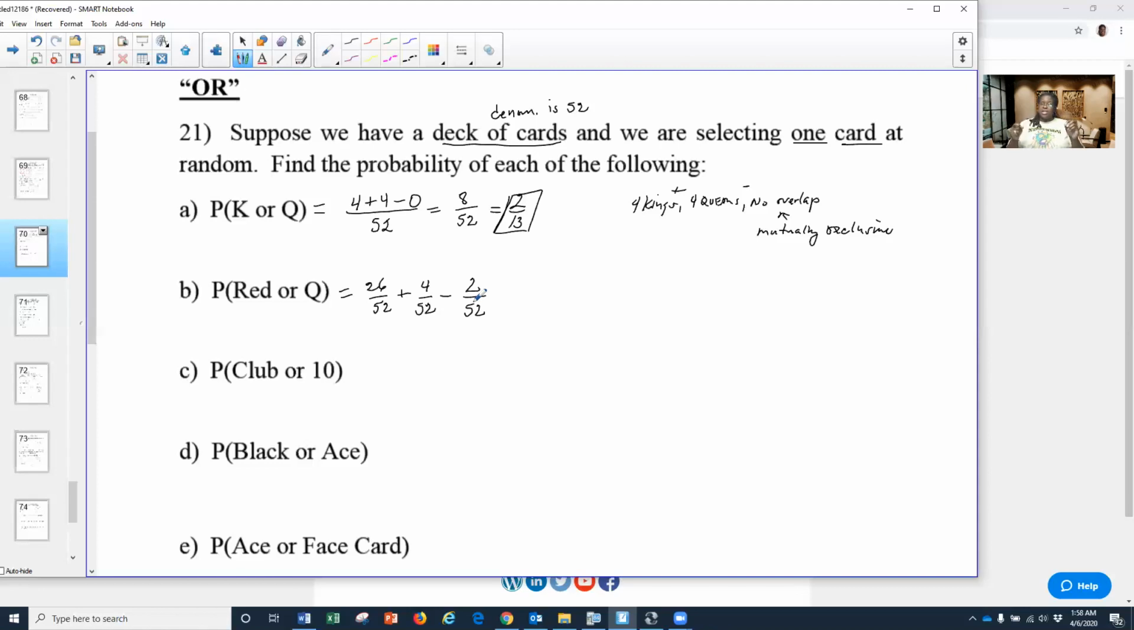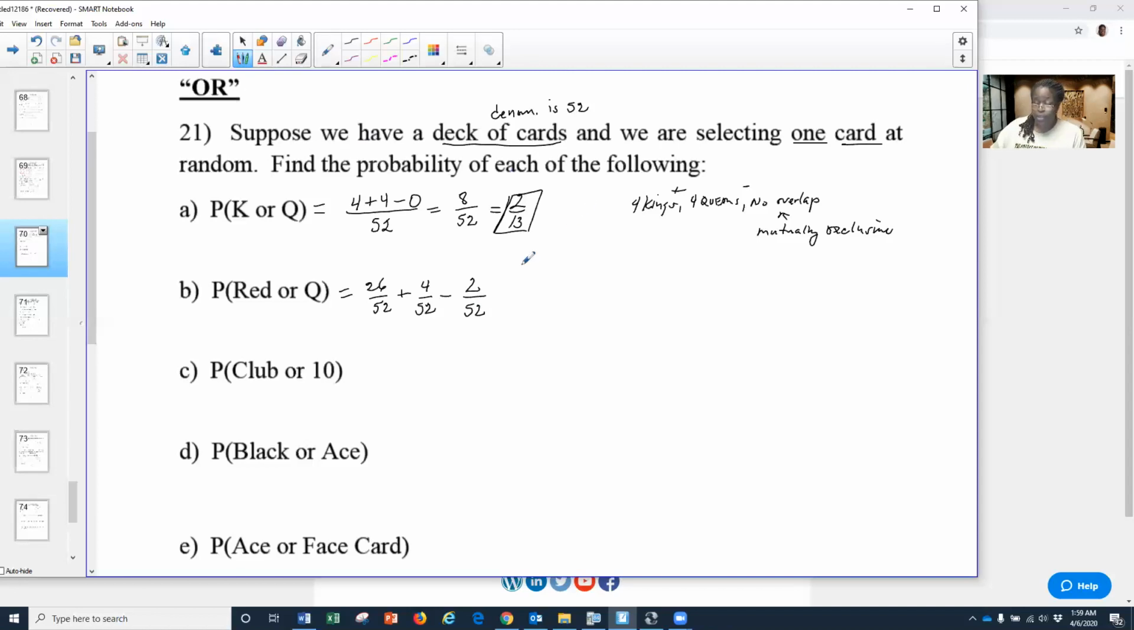All right, does everybody understand that? So we have possibility of getting a red card is 26 out of 52. Probability of getting a queen is only 4 queens in the deck, so that's 4 out of 52. But then the overlap would be those 2 cards that could be a queen and a red card, which is your hearts and your diamonds. We got to subtract those out because they're already added in or counted into the probability of our first 2 things happening. So we got to subtract it out.